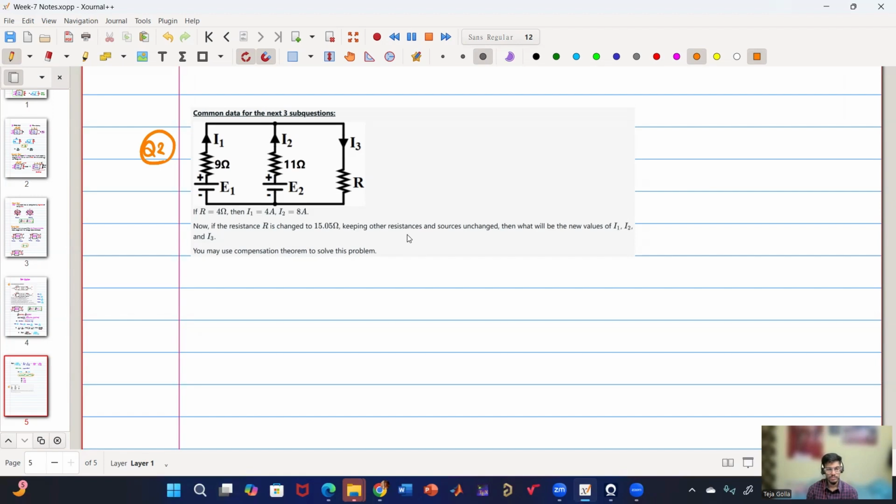Have you read the question? They have given one circuit where R is 4 and I1, I2 are known. Now they are saying if the resistance R is changed to 15.05, so R plus delta R is 15.05 and everything remains the same. Then I1 becomes I1 plus delta I1, I2 becomes I2 plus delta I2, I3 becomes I3 plus delta I3. They are asking for the new values of I1, I2, I3.